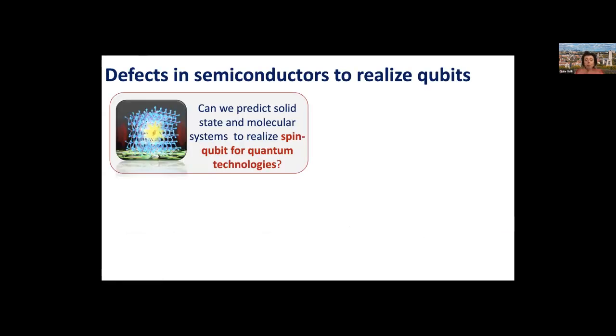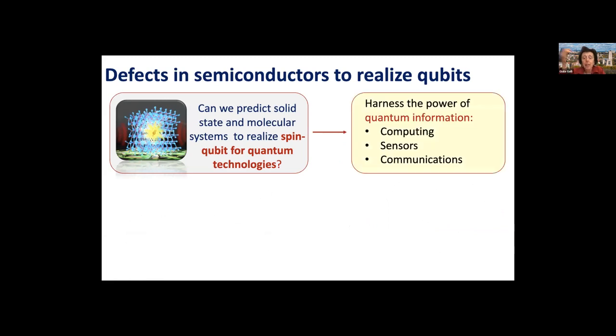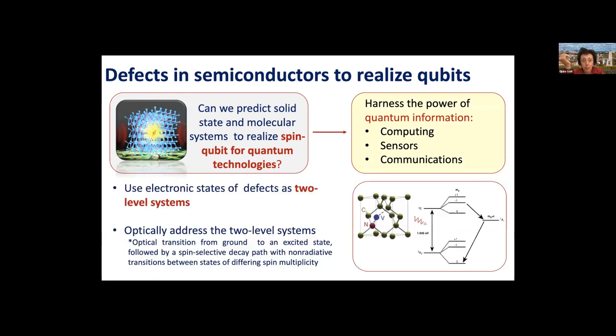Okay, so let me put this a little bit in perspective. We are broadly interested in defects in semiconductors to realize qubits. Basically, to realize two-level systems that we can address, for example, optically, and harness the power of quantum information for computing, sensors, and communication applications. Optically addressing a two-level system means that we want to understand the transition from the ground to an excited state, followed by a spin-selective decay path with non-radiative transition.